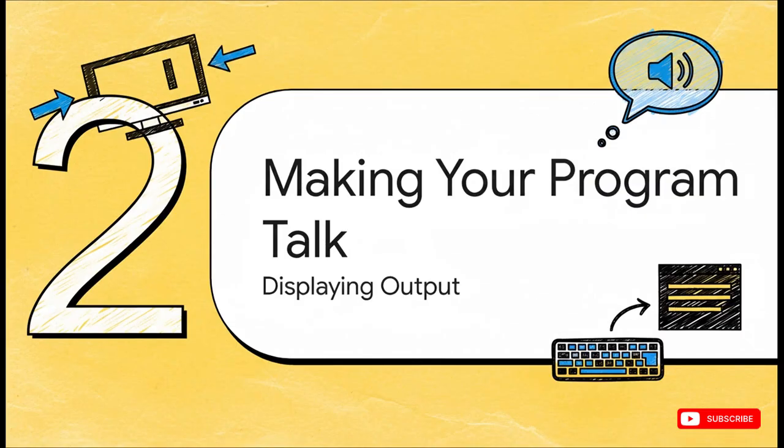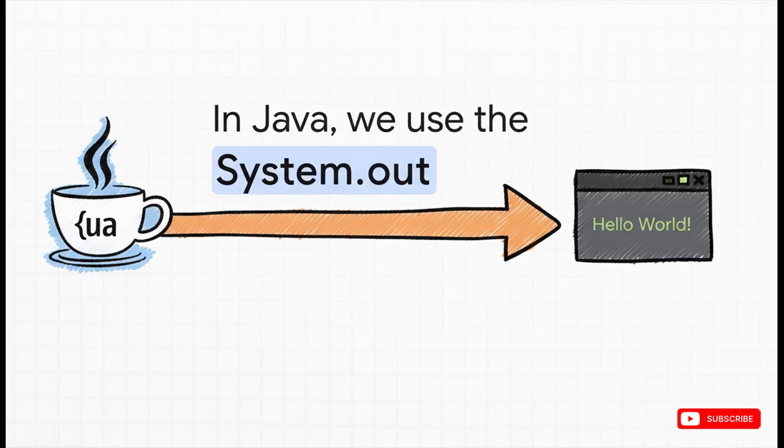All right, so let's tackle the first part of this conversation, making our program talk. How do we actually get it to print messages and show results on the screen so we, the users, can see what's going on inside? In the world of Java, our go-to tool for this is System.out. You can just think of it as a direct pipeline from your code to the console window. It's how you tell Java, hey, print this text, or show this number for the user to see.